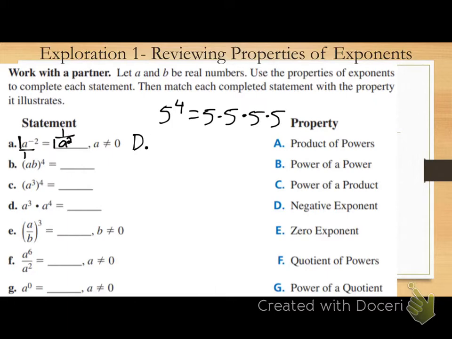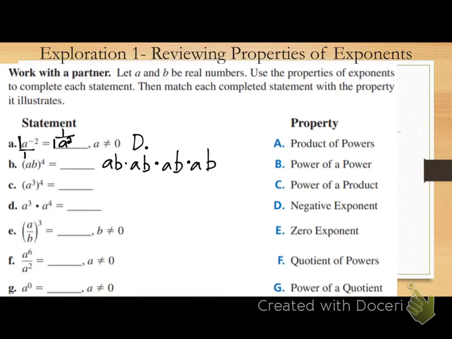So this is 4 ABs multiplied out. AB times AB times AB times AB. How many A's do I have there? 4. So that would be A to the 4th power. How many B's do I have there? 4. So that would be B to the 4th power. So AB to the 4th becomes A to the 4th, B to the 4th.